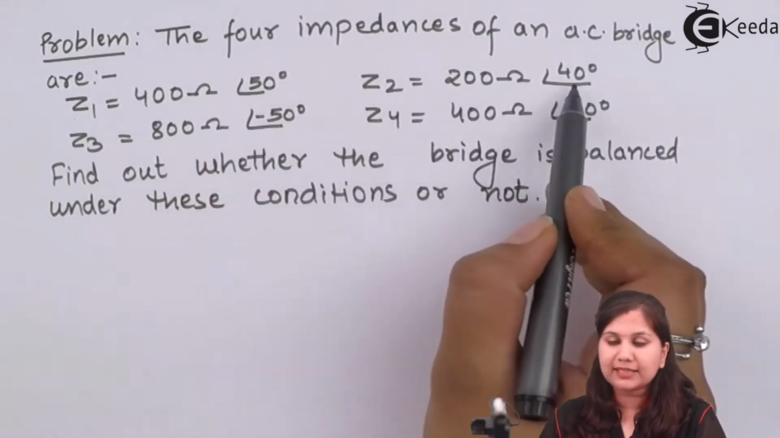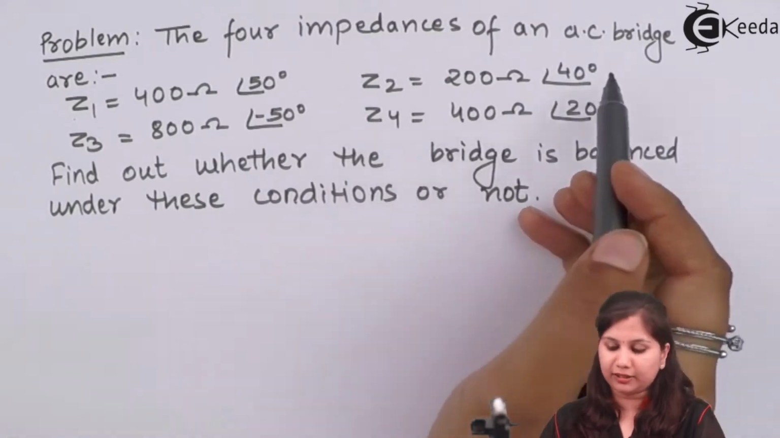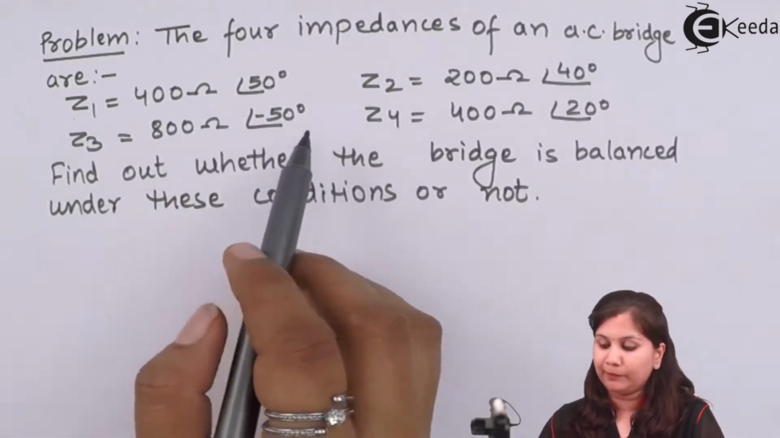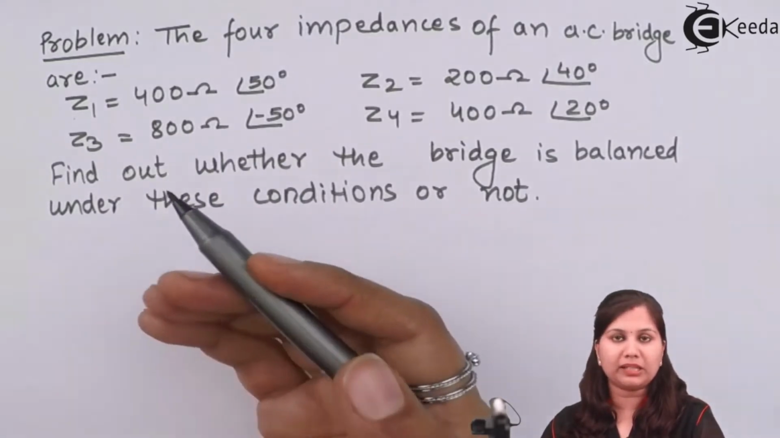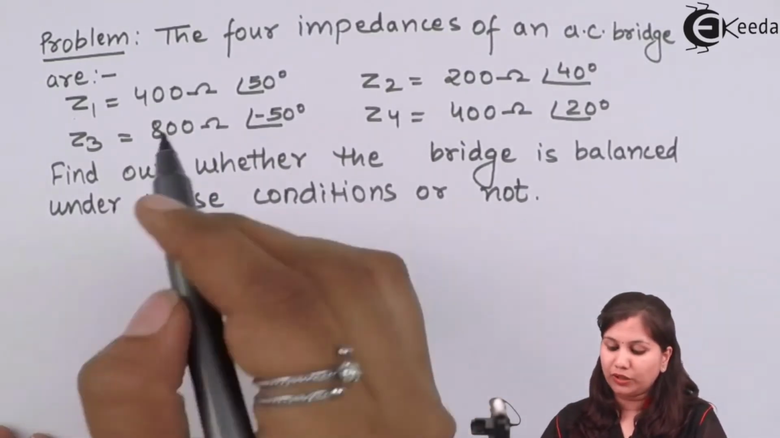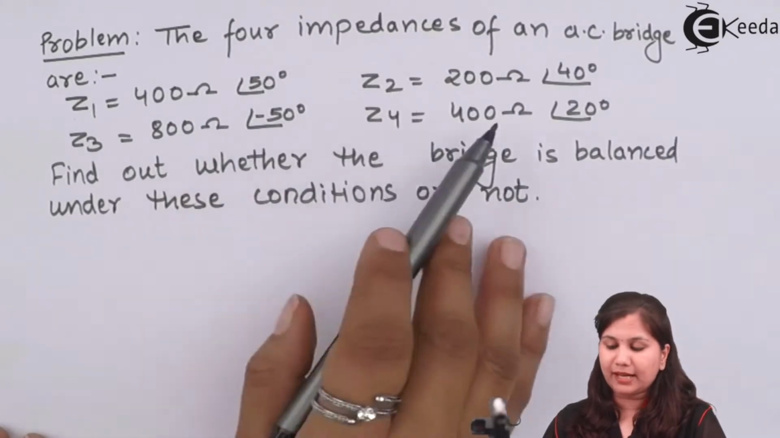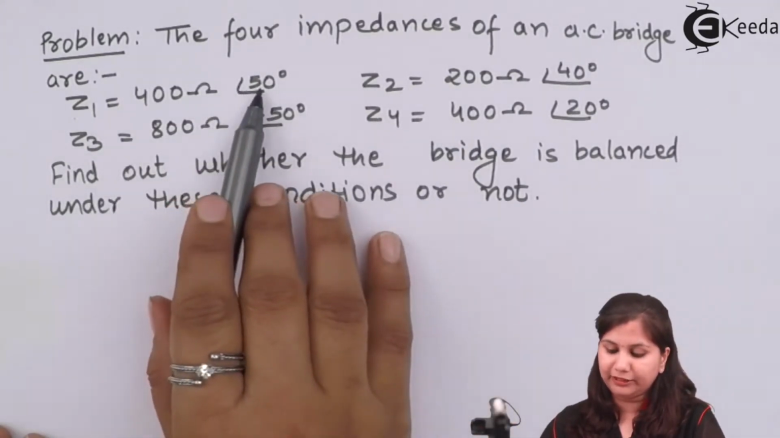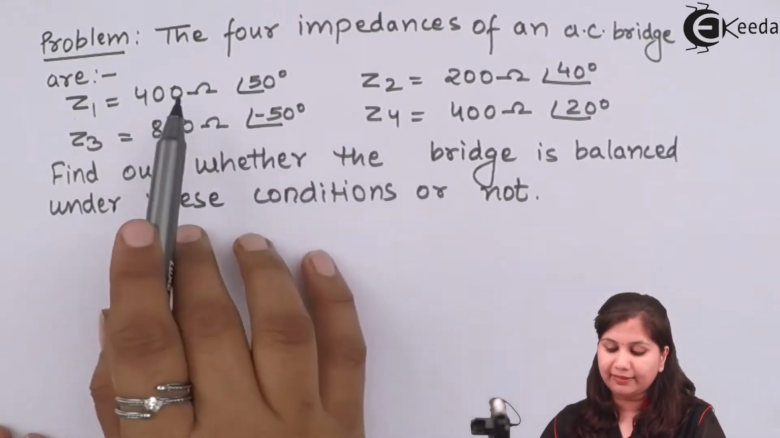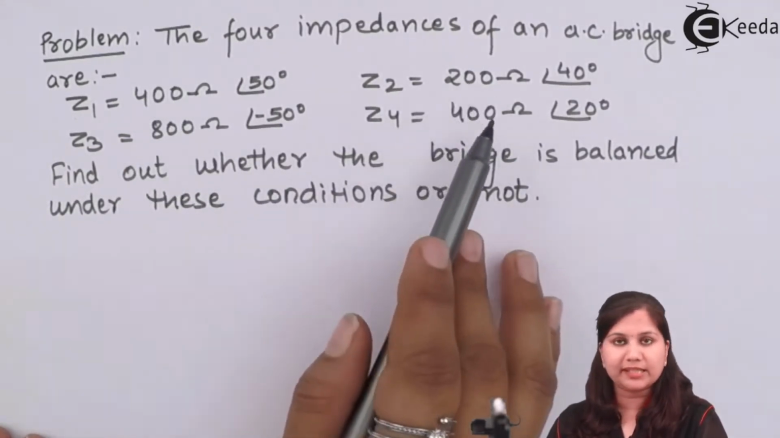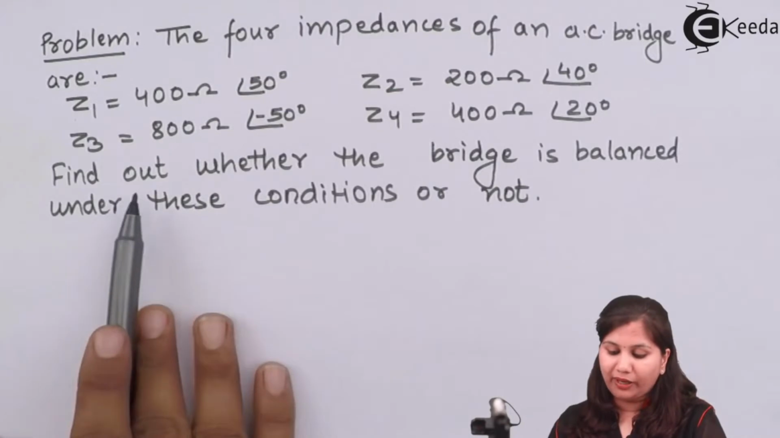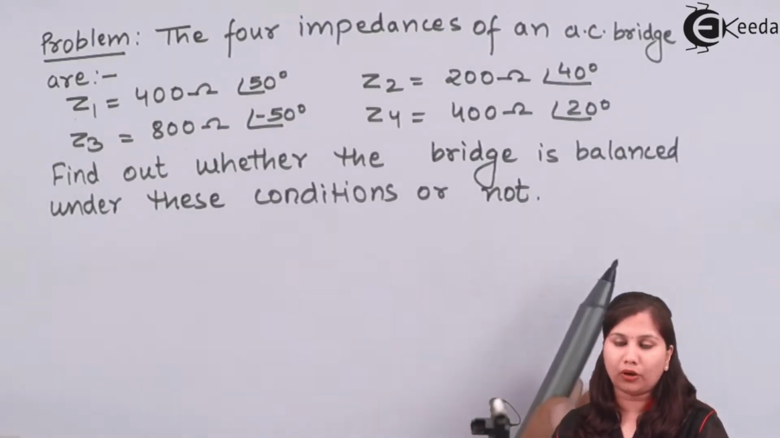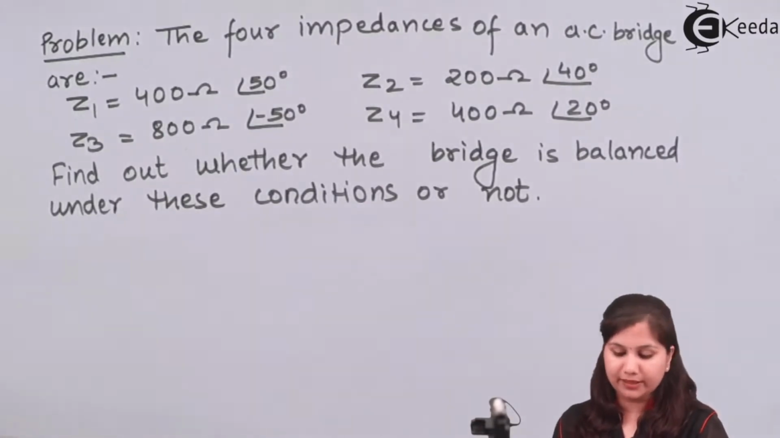If the phase angle is positive, it means it's an inductor. If the phase angle is negative, it means it's a capacitor. And if the phase angle is 0, it means it's a resistance. So here the impedances are the inductors and the capacitors having the phase angle 50 degrees, minus 50 degrees, and their reactance value is given to us. Now we have to find out whether the bridge is balanced under these conditions or not. So let's try to solve this.